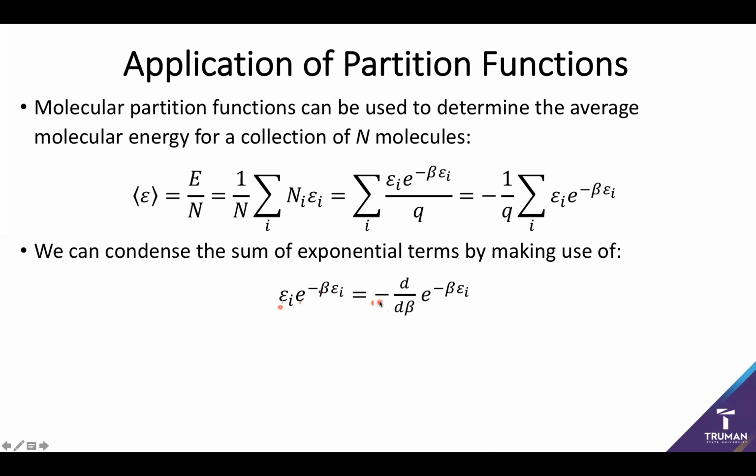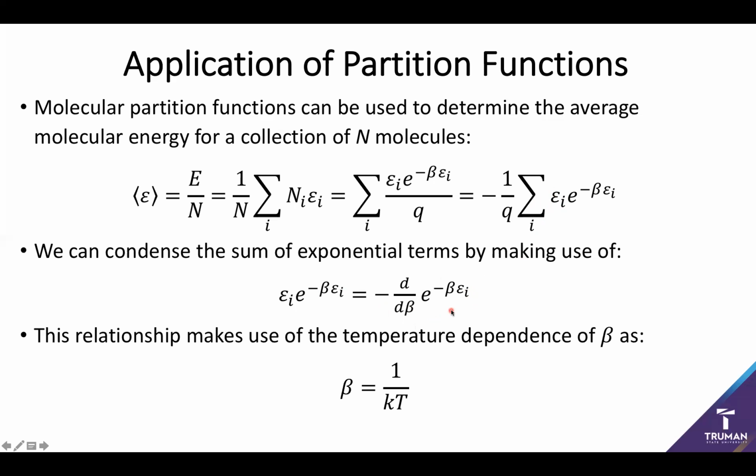So one of the ways to describe our system is to replace this sum term with the derivative of the exponential portion of the expression. This is a good way to essentially eliminate the energy of each state from the prefactor, which will be very useful later.